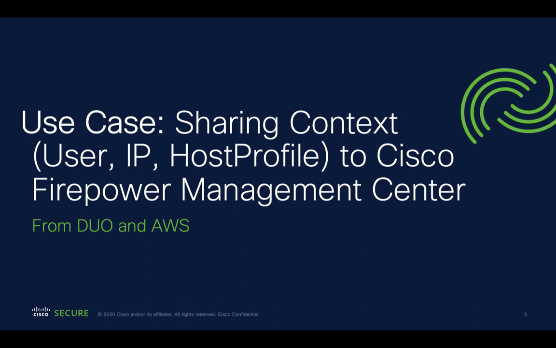Visibility is key here, right? Pretty sure that most of you guys know that. Visibility is key to identify threat and also part of mitigation workflow as well, right? So I have chosen to show you how we can leverage Duo and also AWS information that those two solutions already have, whether it's user that has been authenticated to Duo, IP, HostProfile as well, from Duo context or from AWS, and share that information with Firepower Management Center.